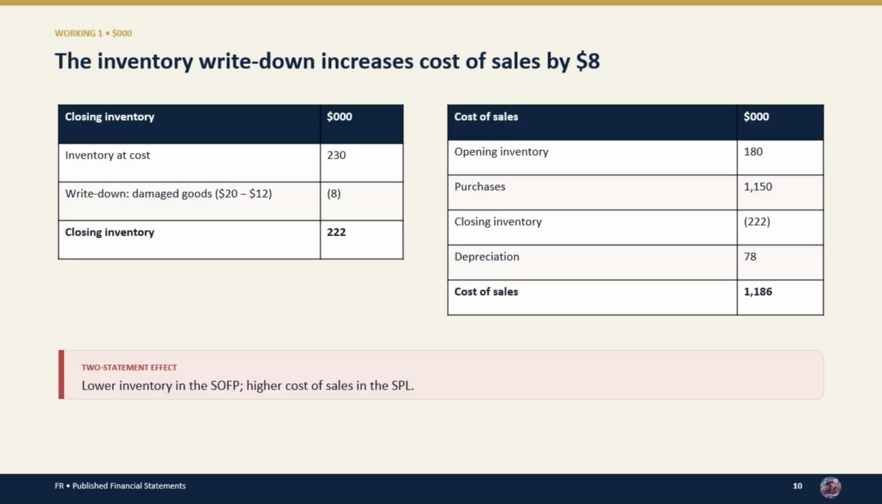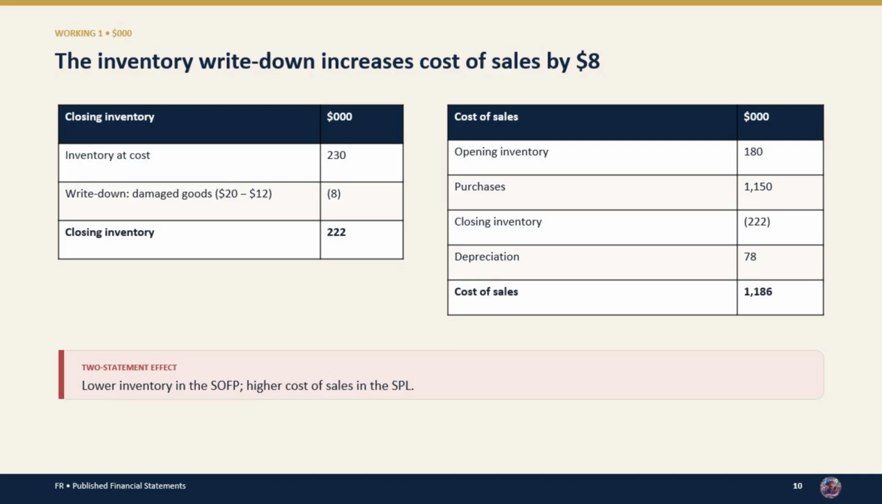Inventory costs $230. Damaged goods cost $20 but recover only $12. So the write-down is $8 and closing inventory becomes $222. Cost of sales is opening inventory $180, plus purchases $1,150, less closing inventory $222, plus depreciation $78.